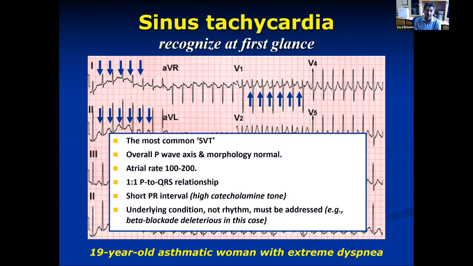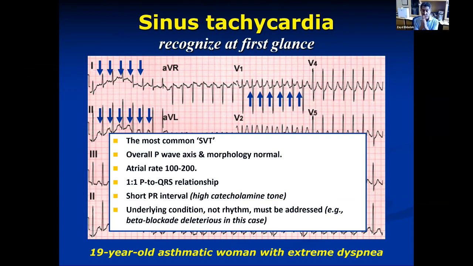If we get on a treadmill in the morning and exercise, we're going to have sinus tachycardia. If we're suddenly startled, we'll have sinus tachycardia, etc. The overall P wave axis and morphology are normal. The atrial rate's typically 100 to 200. There's a 1-to-1 P to QRS relationship. For every atrial impulse, there's a subsequent ventricular impulse.